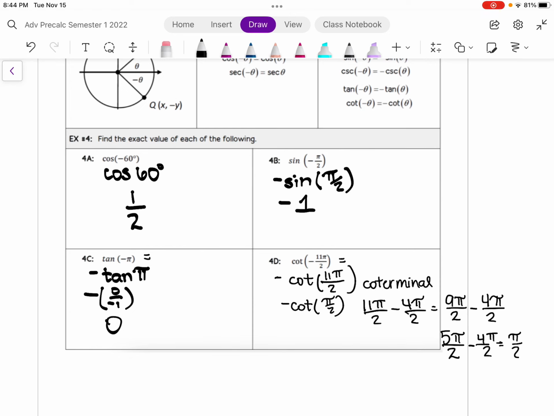And the cotangent of pi over 2 would be x divided by y. So that would be 0 divided by 1. So another example of just being 0. All right.